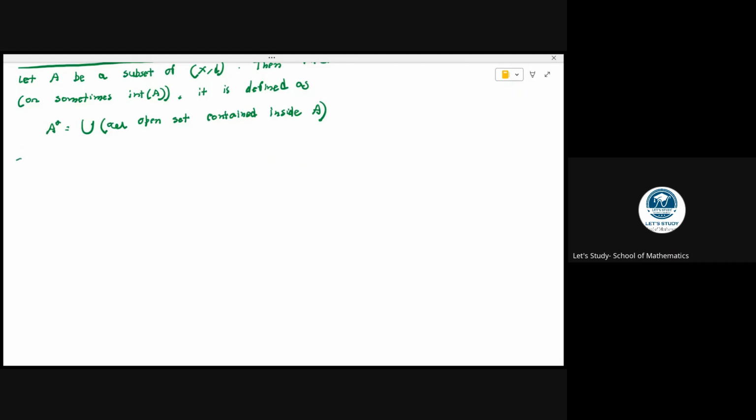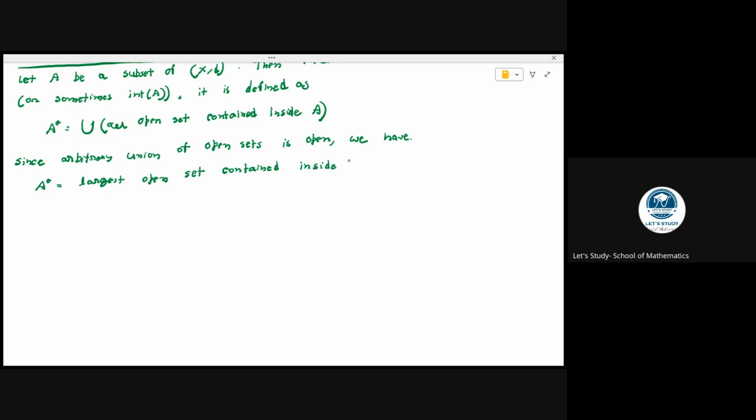Since an arbitrary union of open sets is open, then we have that the interior of A is the largest open set contained inside A actually.